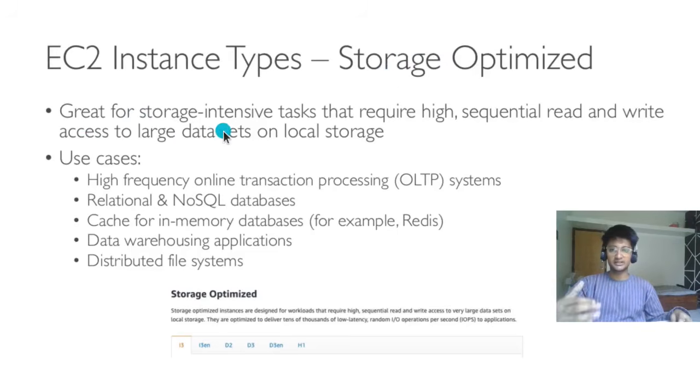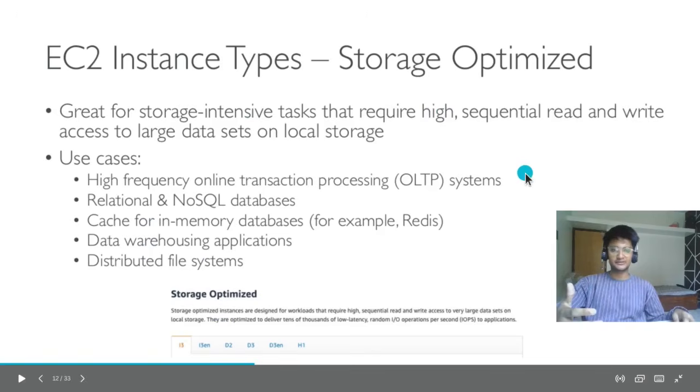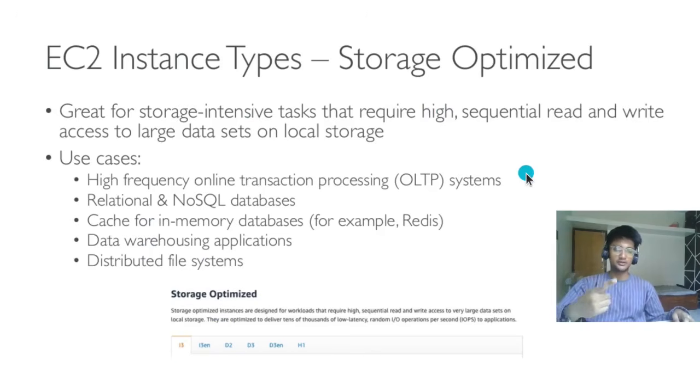So great for storage intensive tasks that require high sequential read and write access to large data sets on local storage. And the use cases are high frequency online transaction processing systems, OLTP, and relational and NoSQL databases, cache, data warehousing and distributed. So the I family is going to be storage optimized. So these were the 4 different instance types: compute, general purpose, memory and storage optimized.